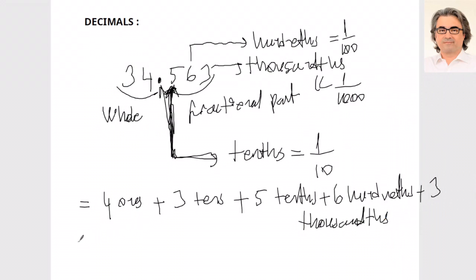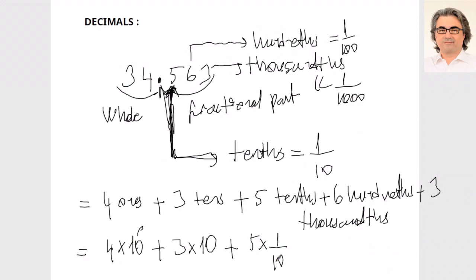And write this expanded form as the powers of 10. It means 4 ones: 4 times 10 to the power of 0. 3 tenths, it means 3 times 1 over 10, plus 5 hundredths, 5 times 1 over 100, plus 6 thousandths, 6 times 1 over 1000, plus 3 ten thousandths, 3 times 1 over 10,000. That's all. I think you understand.